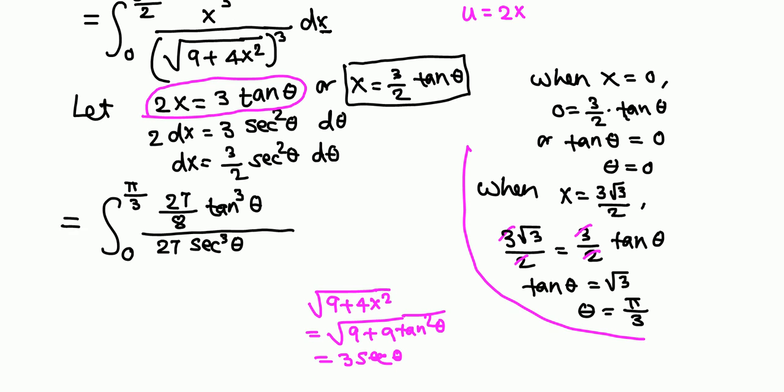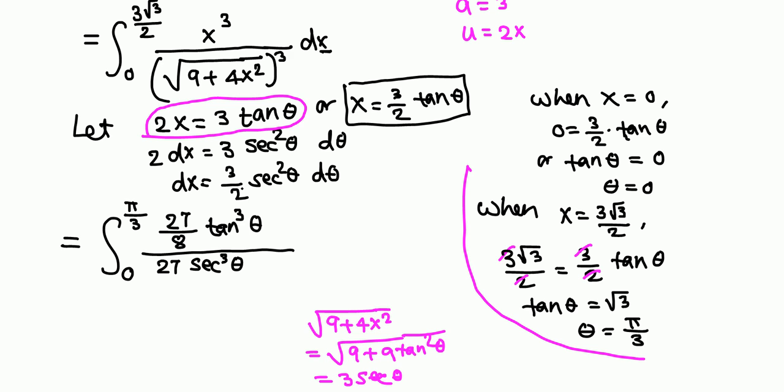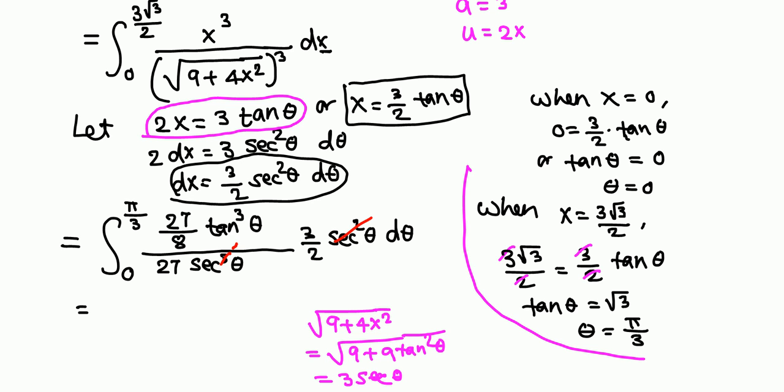And we still have dx here, and dx is found here. dx is 3 halves secant squared theta d theta. Okay, now we have a couple of cancellations. I can see secant squared over secant cubed cancel, just 1 secant theta left on the bottom. 27 over 8 on the top, so 27 cancels, leaving 8 on the bottom, nothing else. Okay, so let me erase this part.